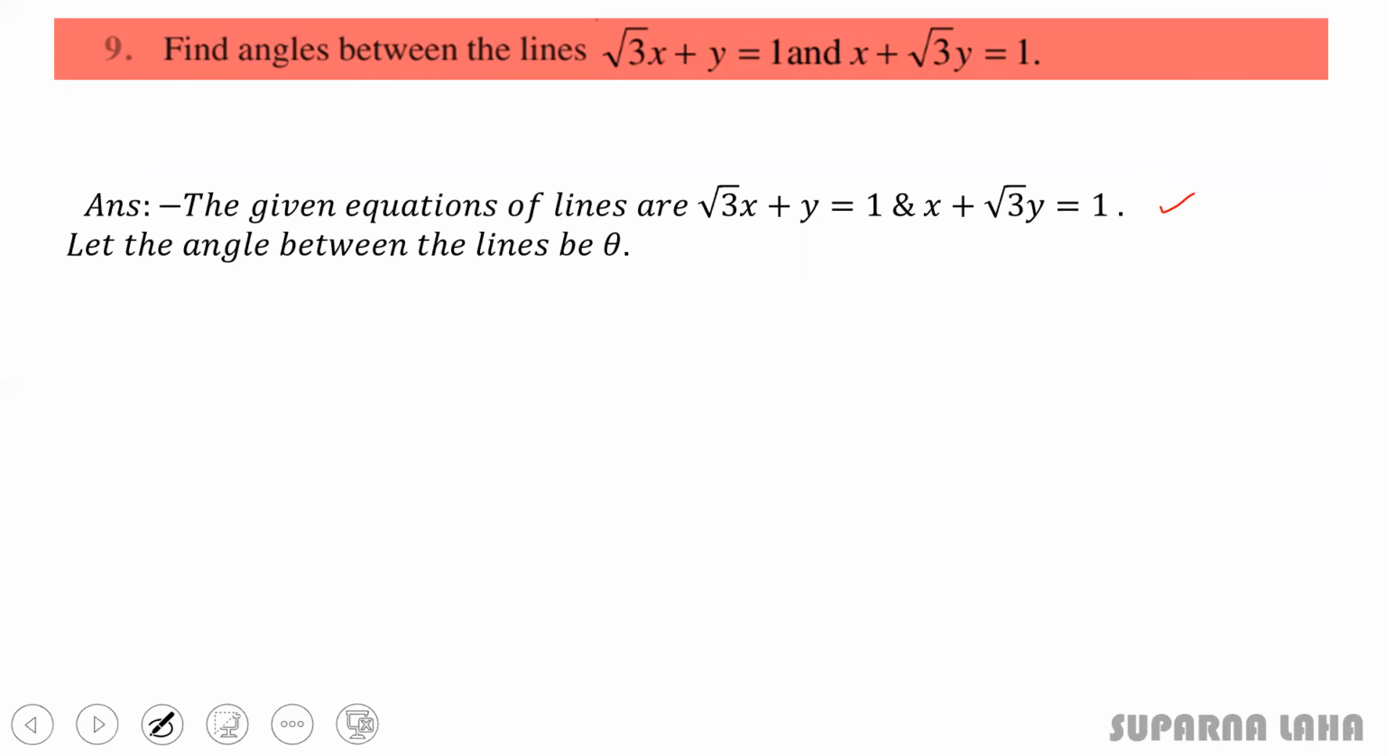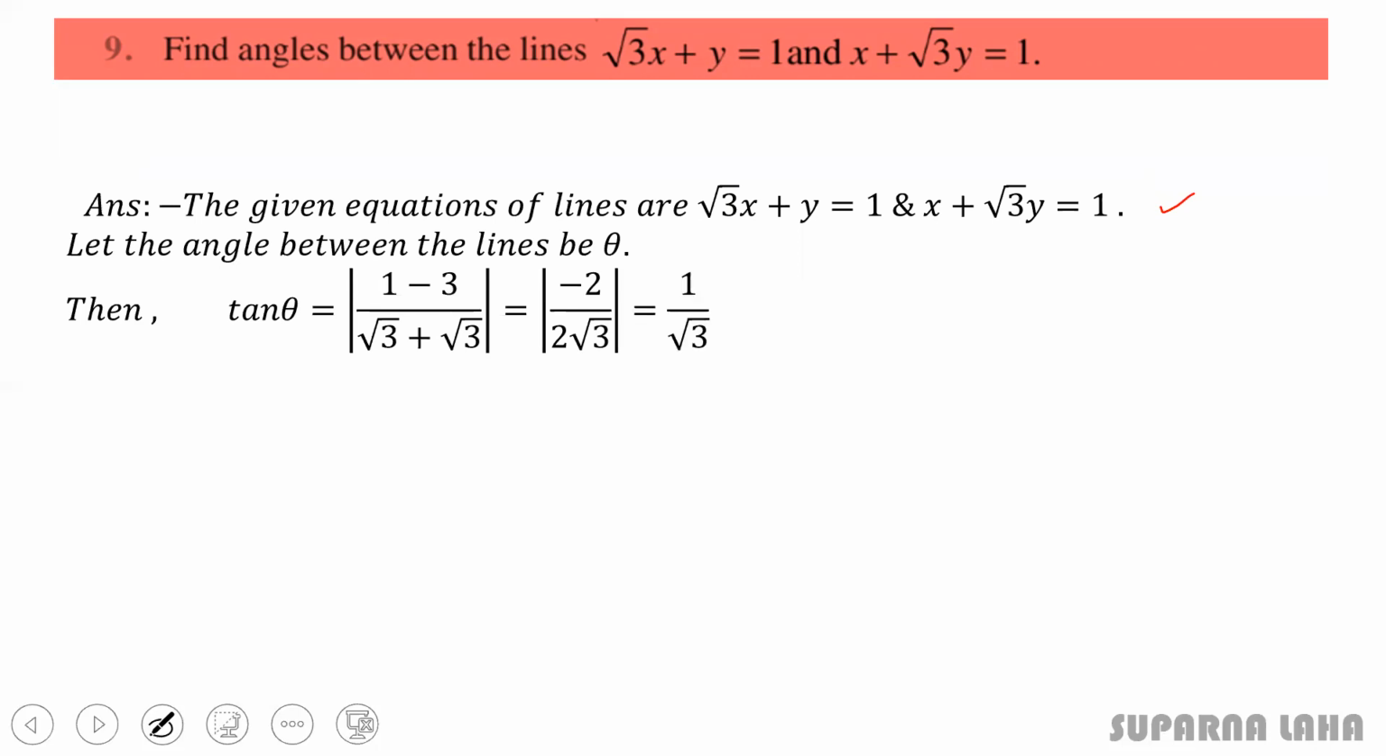Okay, so if the angle is theta, then tan theta is given by 1 minus 3 by root 3 plus root 3. Now I am explaining by the formula. Firstly, I am writing down what is A1, A2. A1 is root 3, B1 is 1, and C1 is minus 1 here from the first equation. From the second equation, A2 is 1, B2 is root 3, and C2 is minus 1.